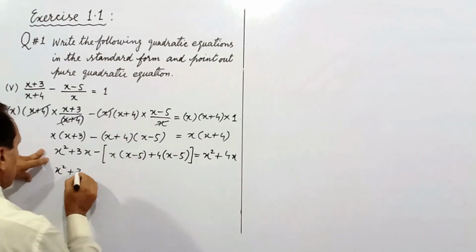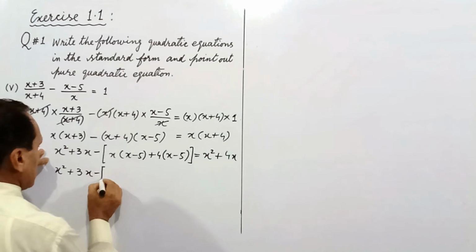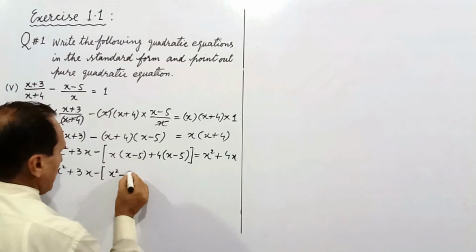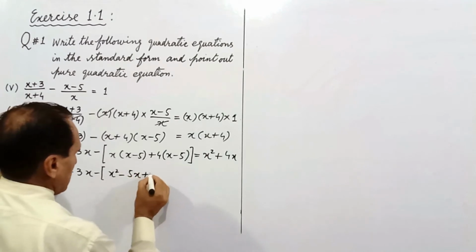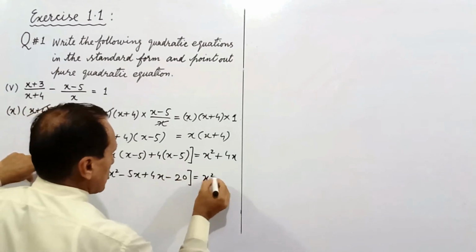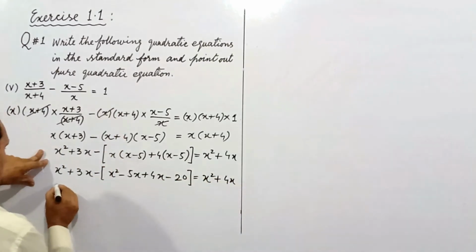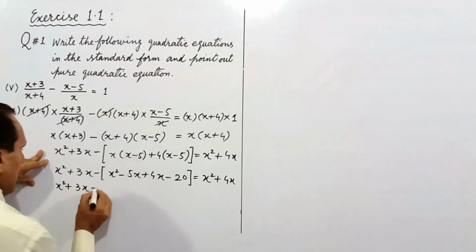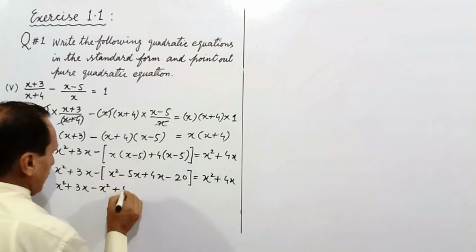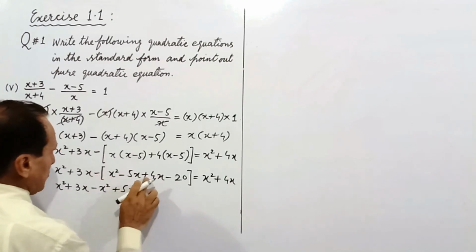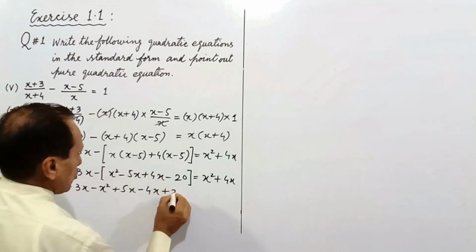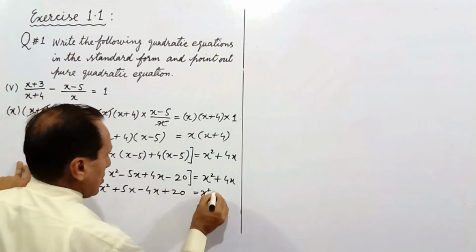x square plus 3x minus x into x square, minus plus minus minus: 5 ones are 5x, plus 4 ones are 4x, plus minus minus 4 5s are 20, is equal to x square plus 4x. x square plus 3x minus x square, all the signs are changed, minus minus plus 5x minus plus minus 4x minus minus plus 20 is equal to x square plus 4x.